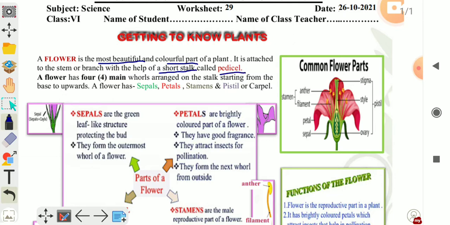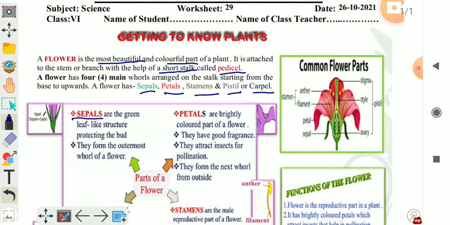A flower has four main parts or main whorls arranged on the stalk starting from the base to upwards. A flower has sepals, petals, stamens and pistil. Pistil is also known as carpel. So first part or first whorl is whorl of sepals.